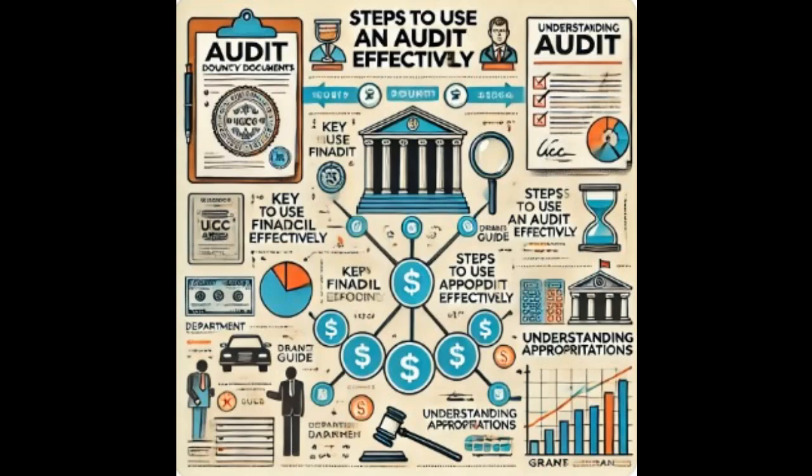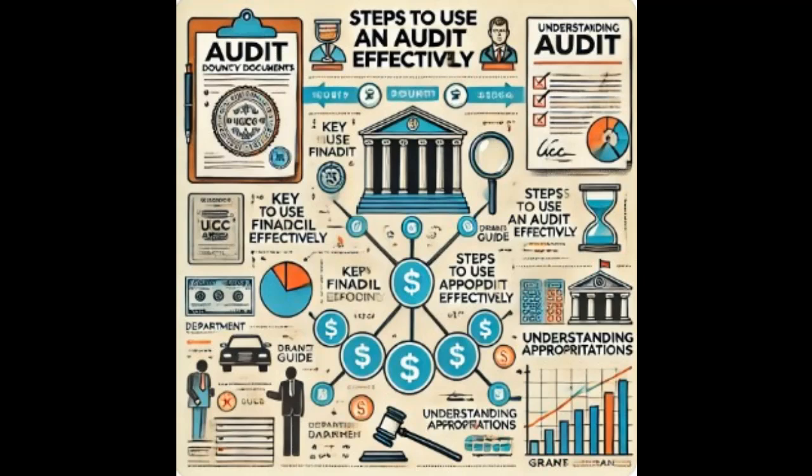Steps to use an audit effectively. Obtain the audit related to your case or account number. Corroborate the audit with documents like the Department Guide and county bond information. Identify financial transactions, grants, and appropriations tied to the case. Focus on sections related to the Chief Judge and the Clerk of the Circuit Court, as these offices oversee key financial and administrative actions.